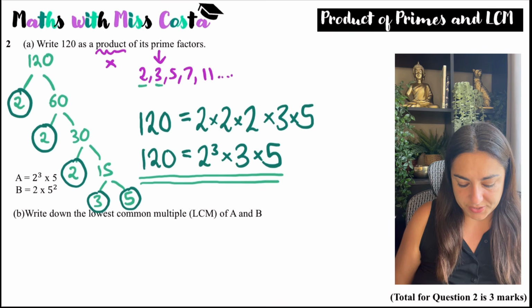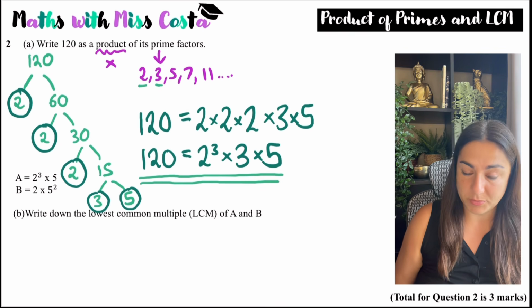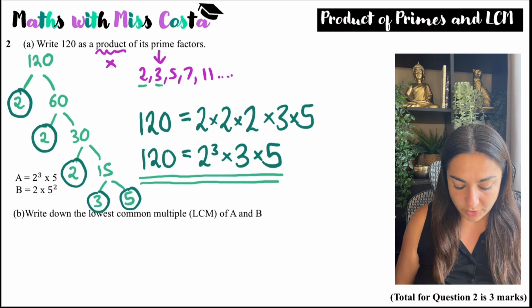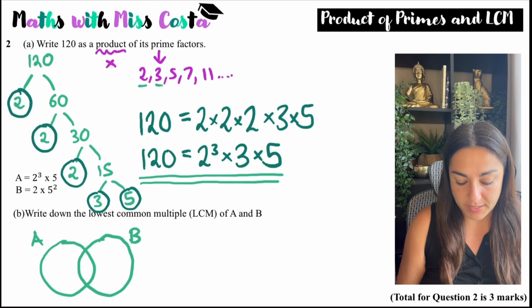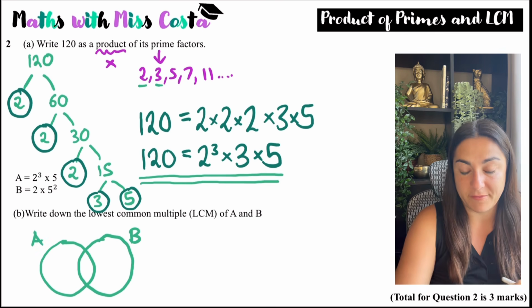For the next question, we are told to write down the lowest common multiple of A and B. Now, the lowest common multiple, when we're doing Venn diagrams, is when we put everything into the Venn diagram, and the lowest common multiple is when I multiply everything in that Venn diagram.